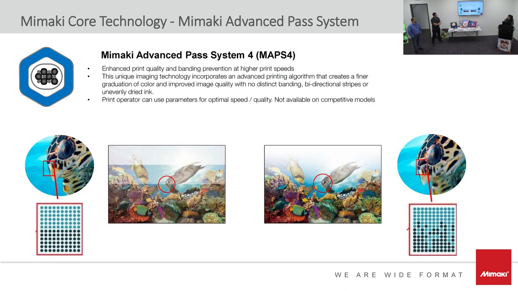We also have a Mimaki advanced pass system. This is where it's laid down in a gradation tone. This helps reduce banding or mottling when you're printing, which is very undesirable, because the printhead is the most expensive piece to replace on the printer, so this really helps out. Mark, would you like to chime in on this?